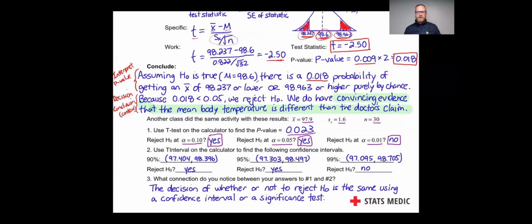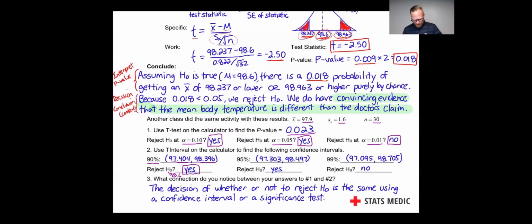Next, in number 2, you had to create a confidence interval at several different confidence levels. And so you can see those confidence intervals given there. But then based on those confidence intervals, we had to make a decision about the null hypothesis. And so at the 90% level, we wanted to decide if we should reject the null. Well, remember the null was 98.6. And if you look at this interval, 98.6 is not contained within that interval. And so it is not a plausible value, and therefore we would reject the null hypothesis.